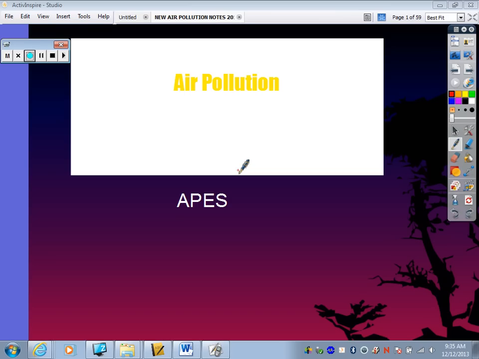Okay, so we're going to start the first part of your air pollution notes today. I've divided these notes up into two different sections. We're going to do the outdoor air pollution notes first, and then another day you will do the second part, the indoor air pollutants. So let's begin.